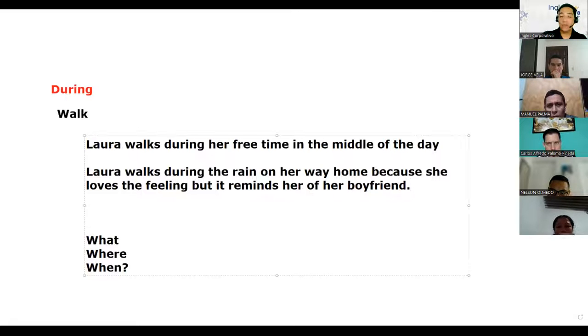And I can continue as long as I want. What do I need? I need conjunctions or connectors. I need prepositions. When I use but, most likely the next sentence will be something a little negative. Be careful with that. So Laura walks during the rain on her way home because she loves the feeling, but it reminds her of her boyfriend. Okay. Questions?